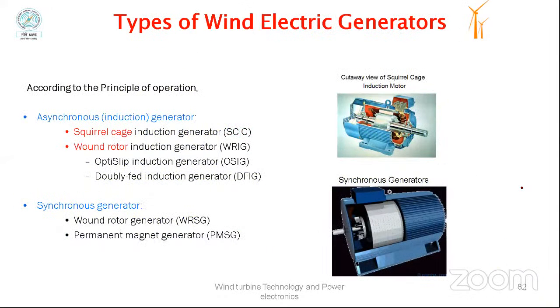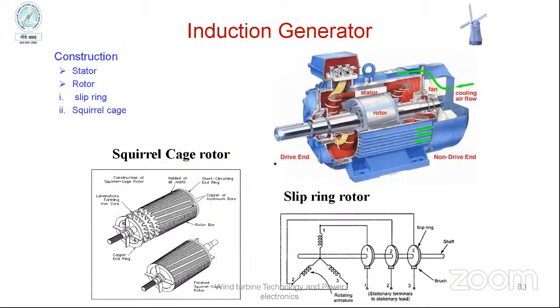Yeah. So different types of generators are being used. What are the different types of wind electric generators according to the principle of operation? Either we can use the asynchronous generator or a synchronous generator. What is the asynchronous generator? That is the squirrel cage induction generator. We can use the squirrel cage induction generator, wound rotor induction generator, slip induction generator, and doubly-fed induction generator. And for the synchronous generator, we can use the wound rotor synchronous generator and the permanent magnet synchronous generator. So these are the generators that can be used.